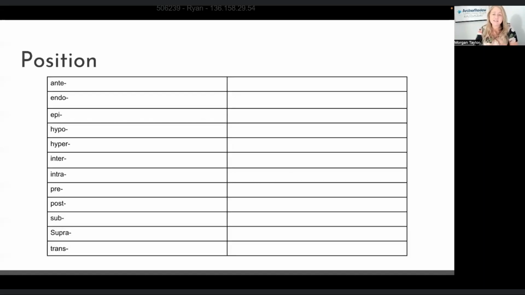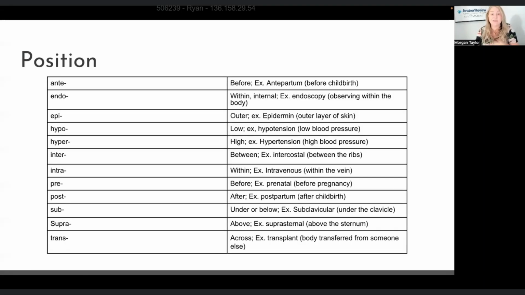We have tons of prefixes dealing with the position of things in the body. Ante, before. Antepartum, before childbirth, right? Post, after. Postpartum, after childbirth. Endo means within. So remember one of our suffixes, oscopy meant study. Endoscopy, a study within the body. Boom. You know exactly what that word means.